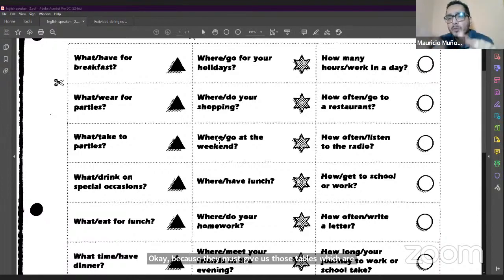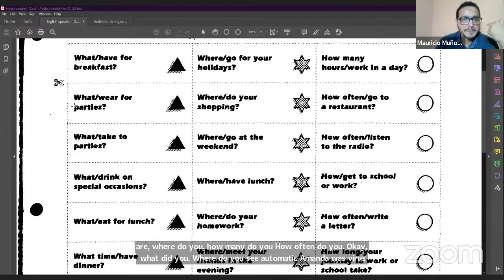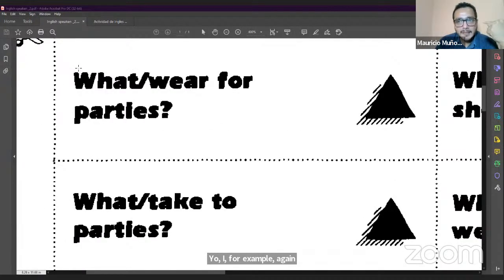you, how many do you, how often do you, ¿ok? What do you, where do you. Usted automáticamente pues va a responder con el pronombre yo, I. For example, aquí, what do you wear for parties? ¿Qué vistes para ir a fiestas? What do you wear for parties? So your answers start with I wear. Yo visto. I wear jeans, shoes, t-shirt, a cap or hat, glasses, for instance.